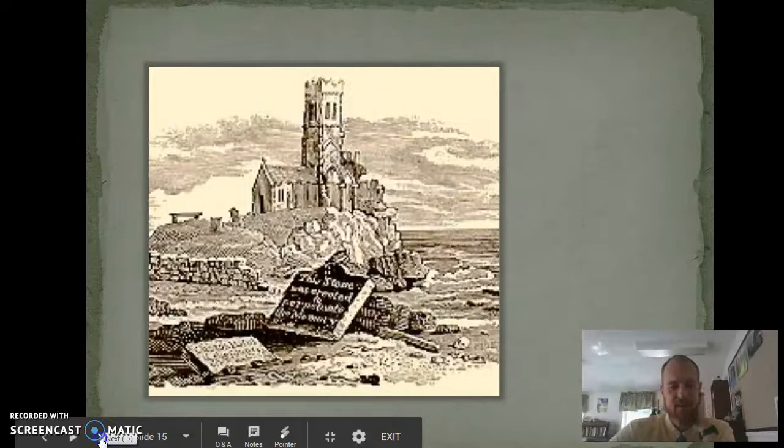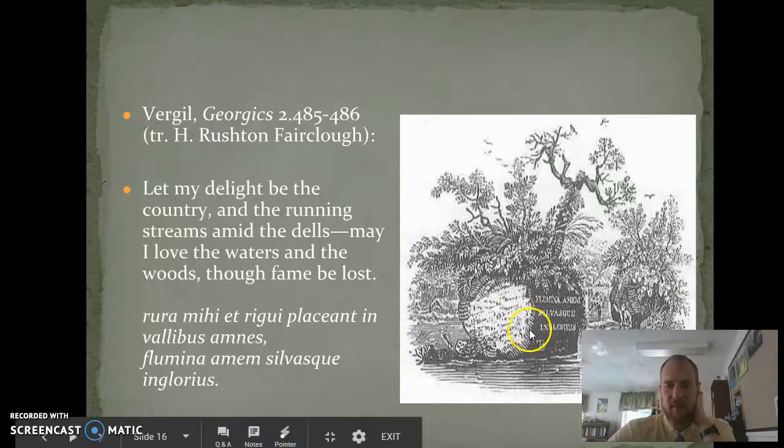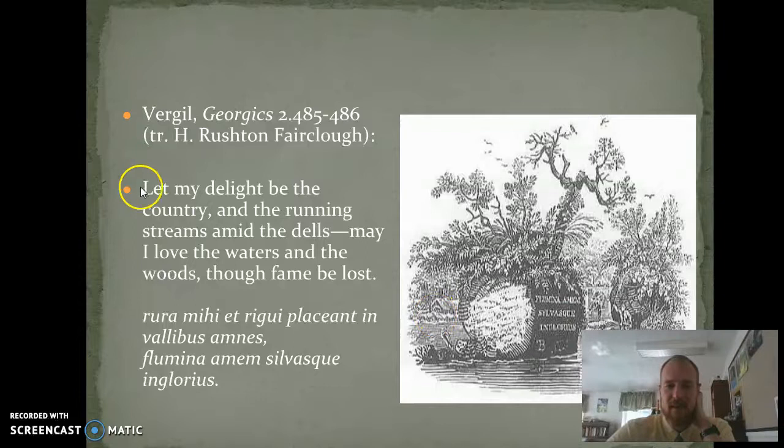Here is another scene with some water and bushes. I translated this Latin saying. It's hard to read, but basically it's an ode to nature. Let my delight be the country and the running streams amid the dells. May I love the waters and the woods, though fame be lost. So it's almost like an ode to solitude and the reassurance one might be able to find in nature should fame be lost, should there be alienation in your life.